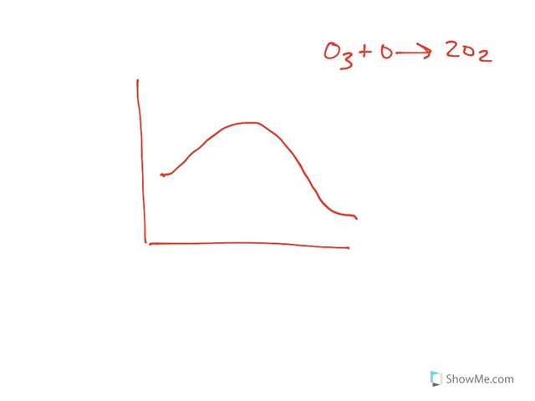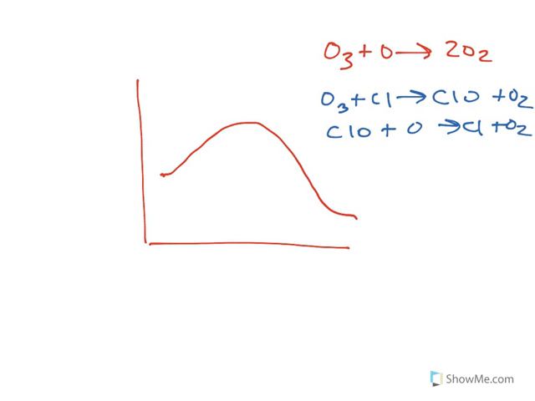However, if we were to look at the catalyzed reaction, where we take O3 plus Cl going to ClO plus O2, and then we have ClO plus O going to Cl plus O2, that happens in two steps. The rate determining step for the red reaction is kind of trivial, because there's only one step, so it itself is the rate limiting step.